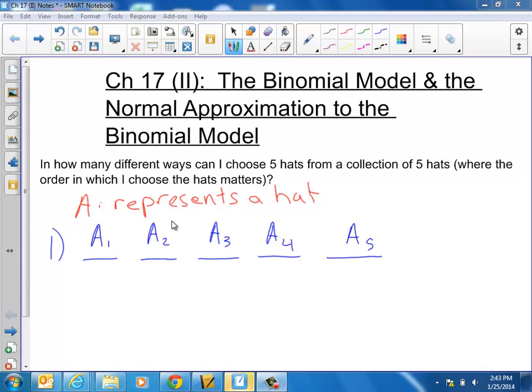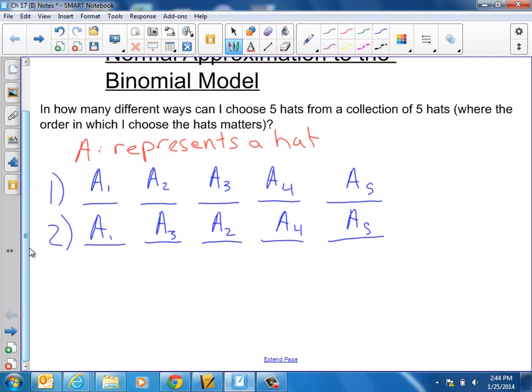Another possibility, and if you see how this is going to work, don't worry, I'm not going to show you 120 different combinations of this. You could also separately say, okay, well, we choose the first hat, A sub 1, then instead of the second, we choose the third hat, then we'll choose the second hat, then the 4th and the 5th. Hopefully that makes sense so far. So that's what the question is getting at. How many different ways can I select hats if I've got 5 to choose from? Well, let's go ahead and skip down here and get to the heart of the matter.